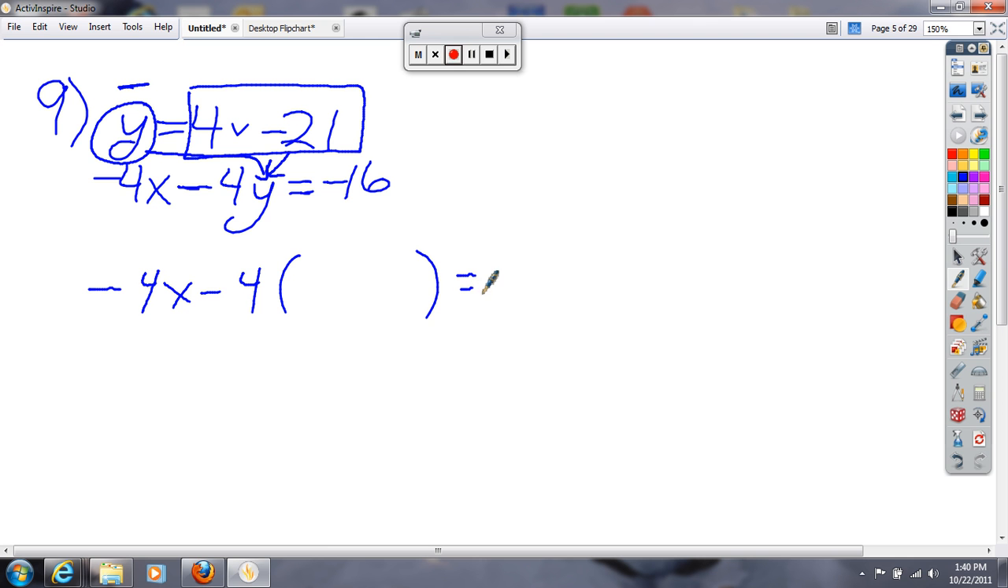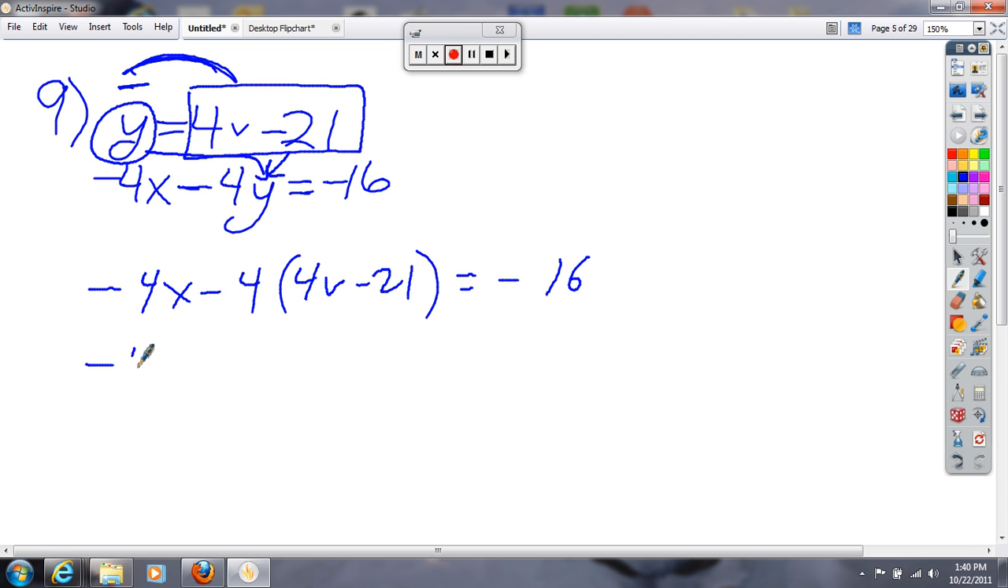It's equal to a negative 16. Now what goes inside where the y was? Whatever's in the box. The 4v minus 21 replaces the y because they're the same right here. They're the same thing. The y is gone, 4v minus 21 takes its place, and now I simply solve this equation. I must get rid of the parentheses.